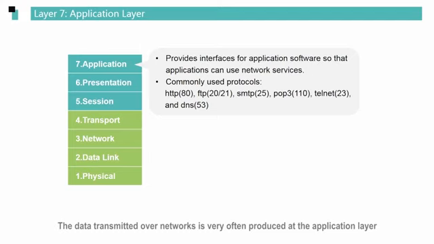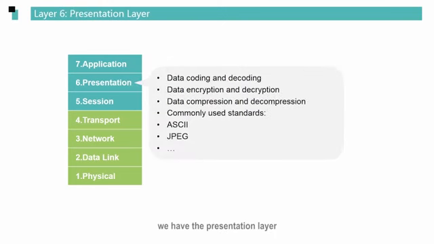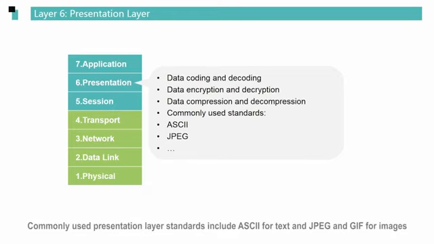The data transmitted over networks is very often produced at the application layer. For example, when we access a website or download a picture or some text, this data is being transmitted using HTTP. Next, we have the presentation layer, which is responsible for the encoding and decoding, encryption and decryption, and compression and decompression of data. Commonly used presentation layer standards include ASCII for text and JPEG and GIF for images.